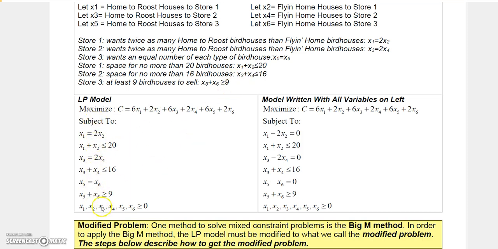And one thing you could do here is you could actually take the x1 equal 2x2 and write it as x1 minus 2x2 equals 0. That gets all your variables on the left. And then you could also do the same thing for this equation and this equation, and then you'd be able to write the problem with all your variables on the left.